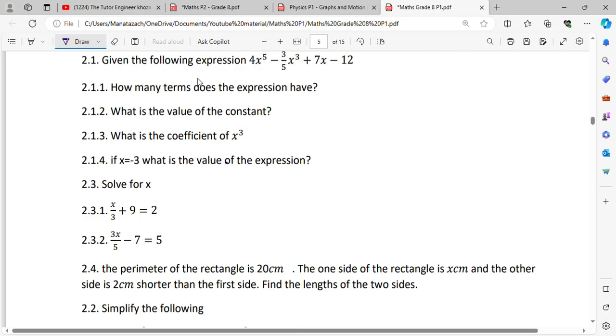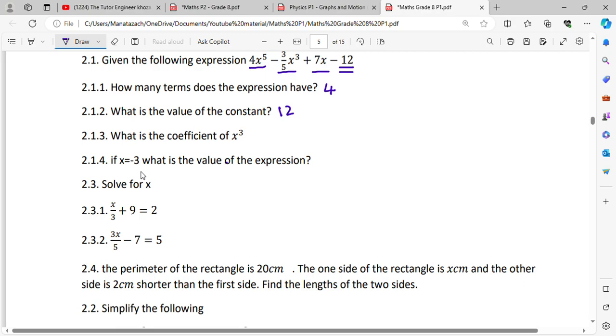Given the following expression, the first question is, how many terms does the expression have? So let's count the number of terms. 1, 2, 3, 4. Remember, the terms are separated by the minus and the plus signs. So here we'll have 4 terms. Then the second question, what is the value of the constant? The constant is the term that doesn't have the value of x, which in this case is 12.